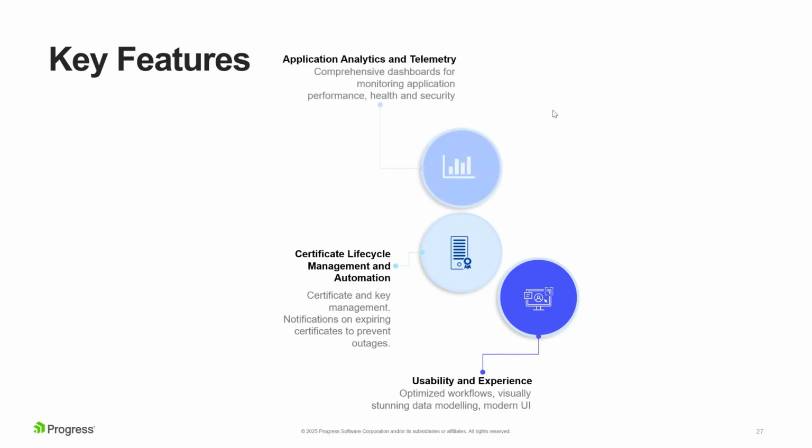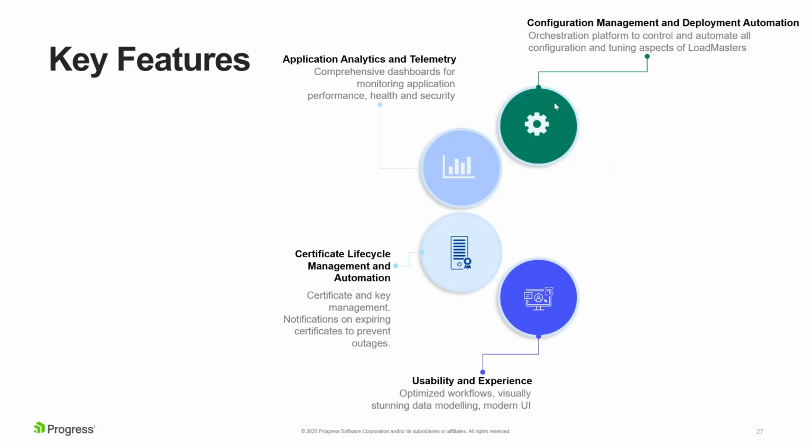Application analytics and telemetry. Being able to identify if there is an issue, if it's a front end issue, if it's a client side issue or server side issue, is indispensable. Configuration management is something that's coming down the line. So what this will allow you to do is make changes across your entire organization from a single platform with a few clicks, rather than logging into each one of the application delivery controllers to make changes.